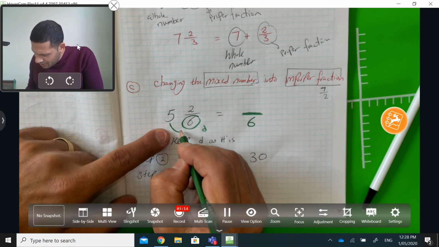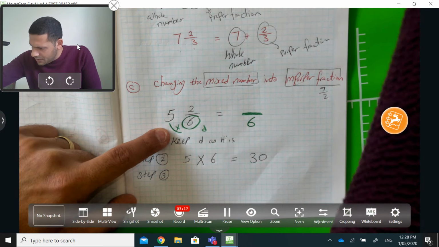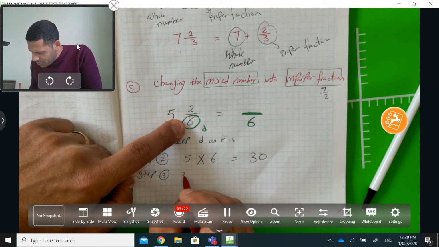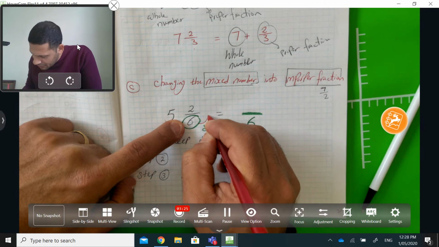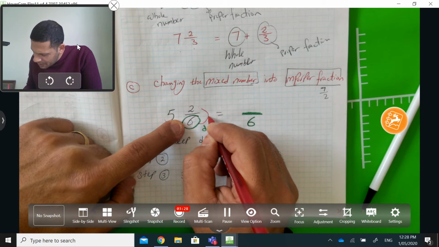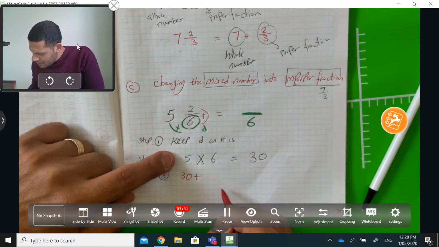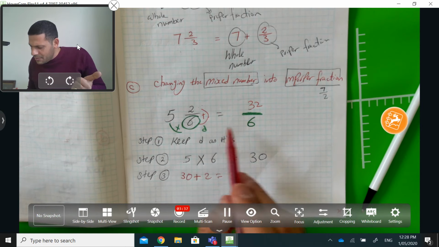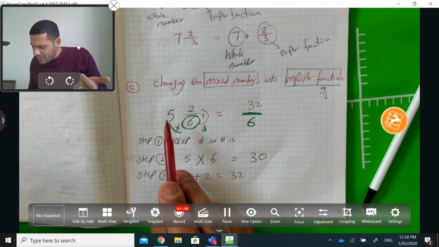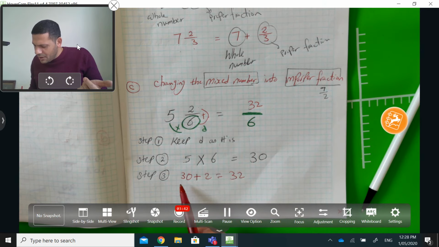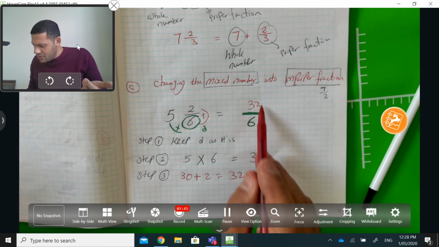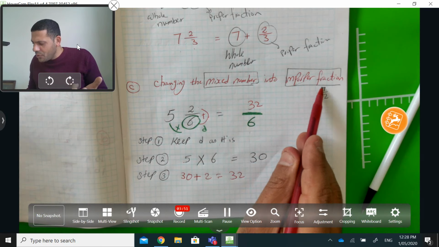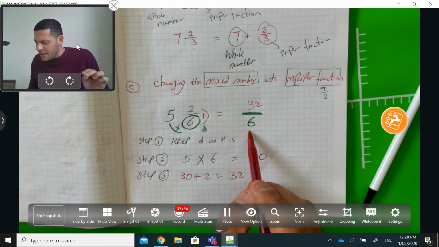Step 2, you multiply this, guys. Whatever you got here, which is 5 times 6 is 30. Step 3, 30 plus the numerator 2. 30 plus 2 is 32. Where do we put 32? We put it here. So again, keep the same denominator here. Step 2, multiply 5 times 6, which is 30, and then you add 30 plus 2 is 32. So we changed the mixed number into an improper fraction. Why is it improper? Because the numerator is bigger than the denominator.